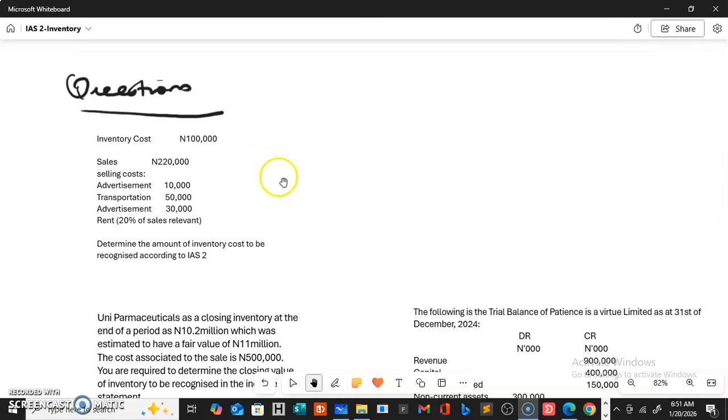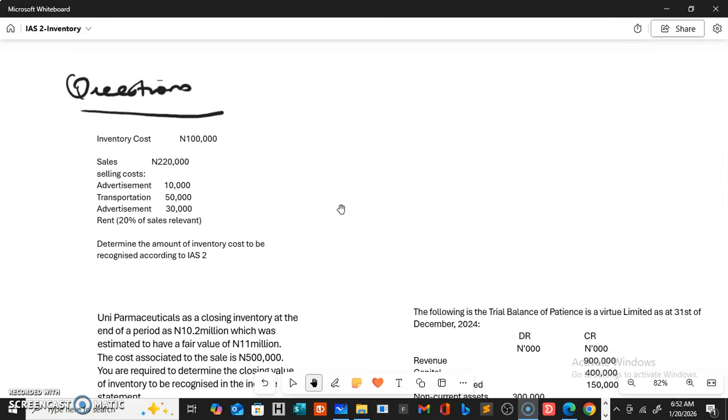So today we're going to be looking at the calculation on IAS 2 inventory. We're going to be doing some calculations, so let us quickly treat one of the questions. That is the first question, which focuses on the net realizable value. Okay, so let us delve into this.